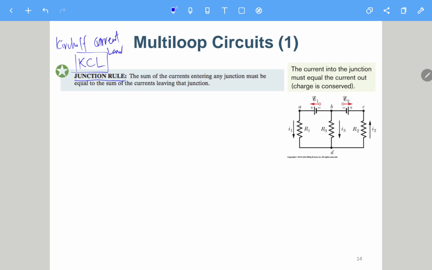Current law, KCL, not the one in the chemistry class, not potassium chloride. So this KCL is Kirchhoff current law. It says the sum of the current entering any junction must be equal to the sum of current leaving the junction. So actually we have KCL and KVL, which can give you some correct equations.